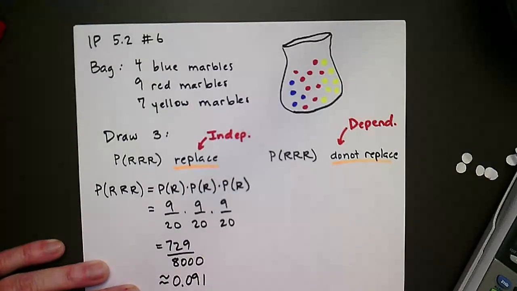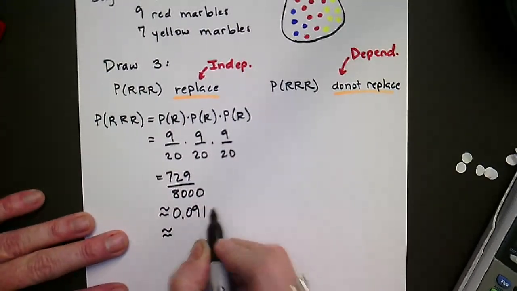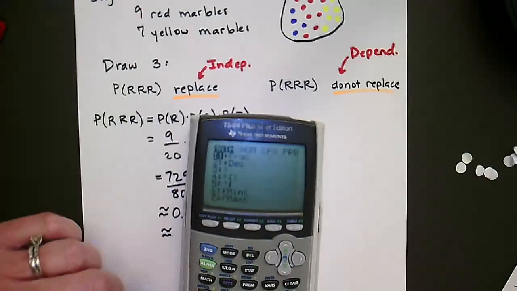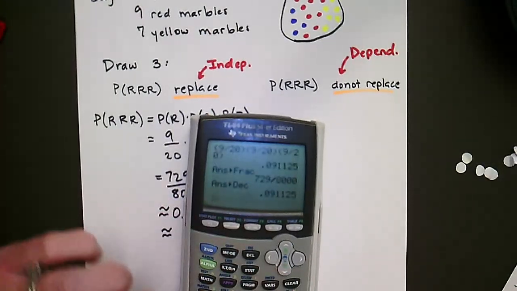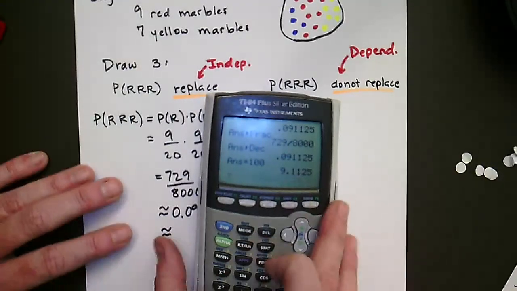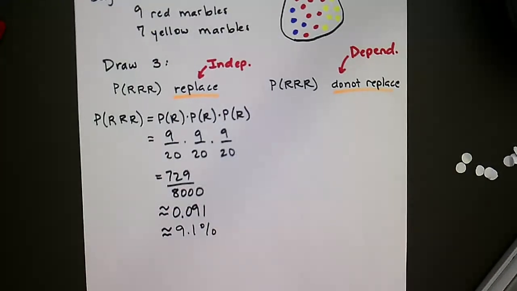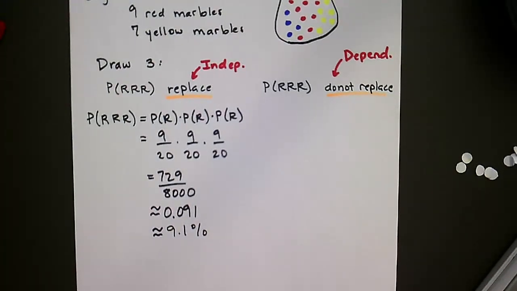0.091. The reason I wanted to do that is that way when I go ahead and make it into a percent, if it's going to multiply by 100, right, I'll show you in the calculator. Let's go back to the decimal. Times 100. It's about 9.1%. So fairly low probability that this is going to happen, that I'm going to get 3 reds in a row.